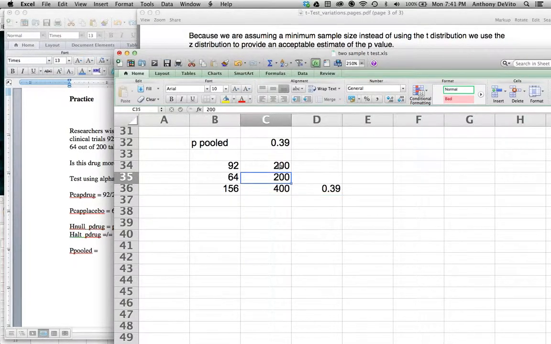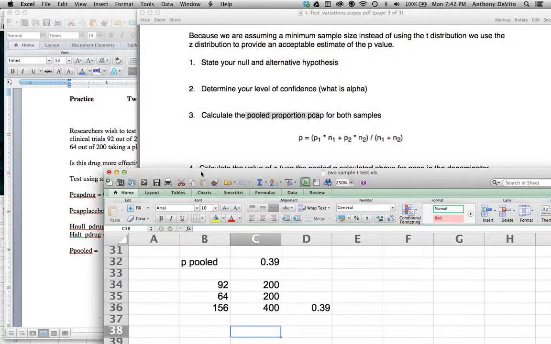Except this way, in this case, the groups are the same size. If they were different sizes, it would be kind of weighted, to accommodate for the sizes, automatically. Okay, so that's how we got that P pooled.